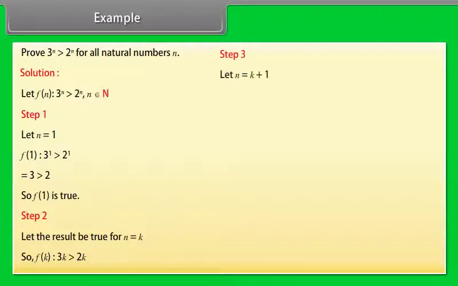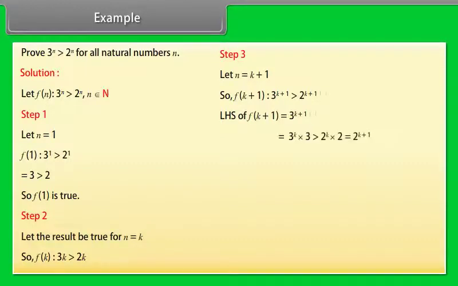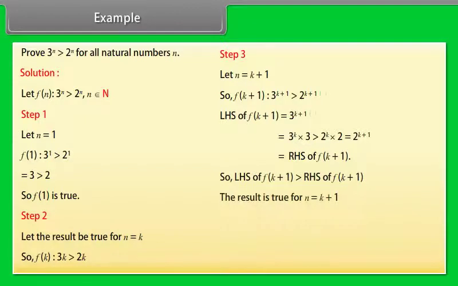Step 3. Let n is equal to k plus 1. So, f of k plus 1: 3 raised to power k plus 1 greater than 2 raised to power k plus 1. LHS of f of k plus 1 is equal to 3 raised to power k plus 1 is equal to 3 raised to power k into 3, which is greater than 2 raised to power k into 2. That is, 2 raised to power k plus 1, which is equal to RHS of f of k plus 1. So, the result is true for n is equal to k plus 1.